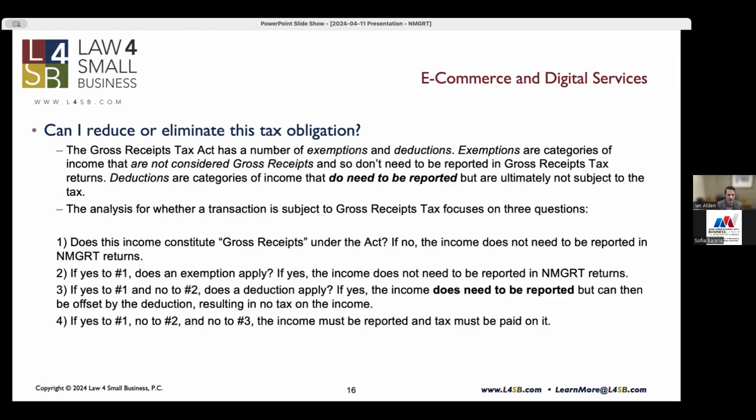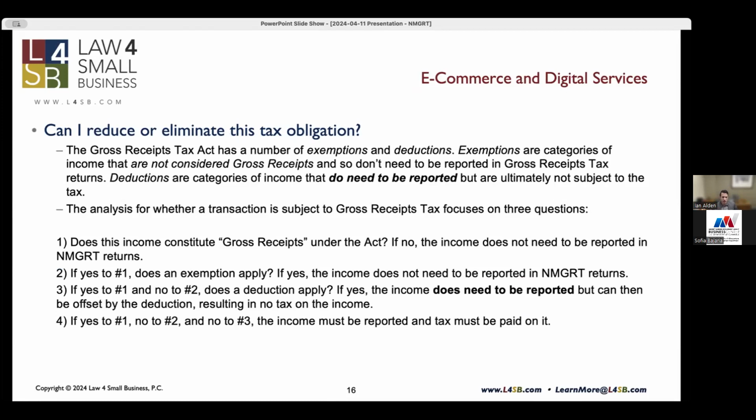Can I reduce or eliminate this tax obligation? Yes, you can, and this is a very important topic to understand. If tax might apply, and there's a 4-point analysis here, there's a number of exemptions and deductions that are provided for in the Gross Receipts and Compensating Tax Act.